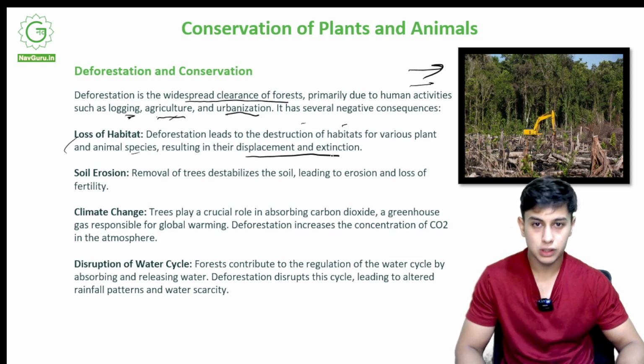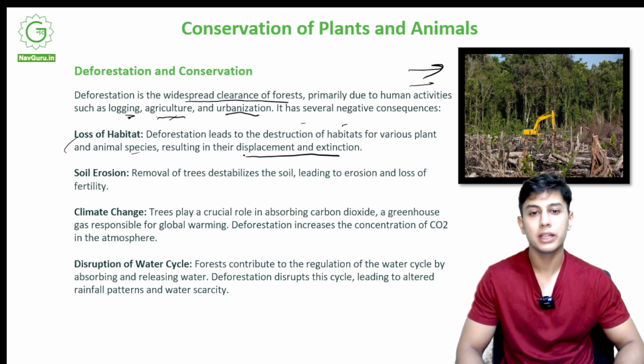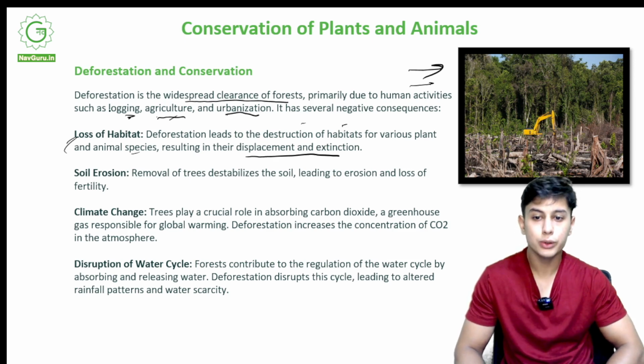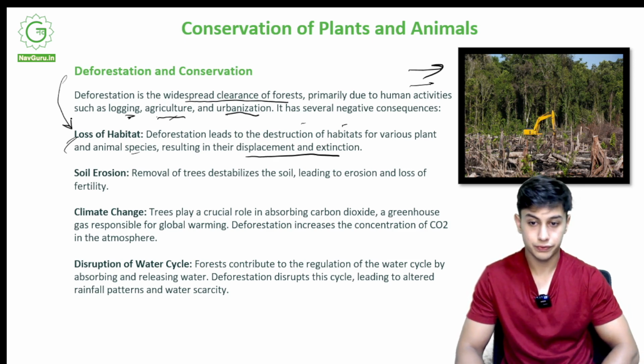If I take away someone's home, where will they live? They will die out, or they will move from there. So I have disrupted an ecosystem, I have disrupted their habitat. Now this loss of habitat is due to deforestation.